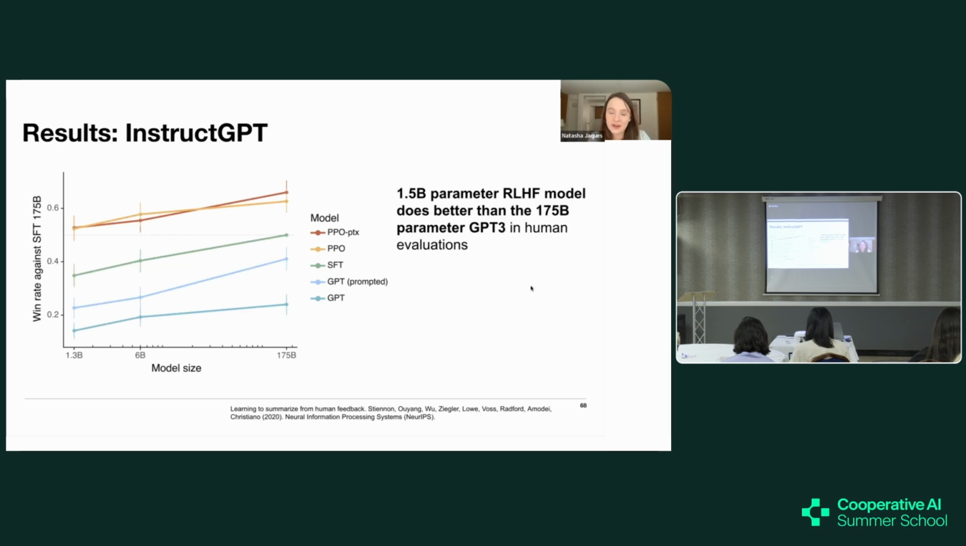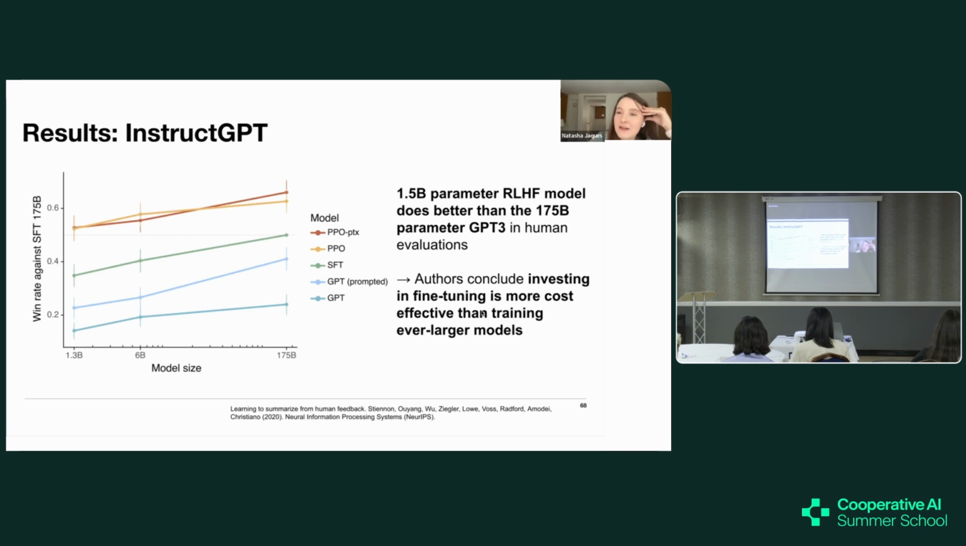All right, let's look at the results. I know we're running out of time. I know we had some technical issues, so I'll just speed through this. Again, we see a 1.5 billion parameter RLHF model does better than the 175 billion parameter GPT-3 in human evaluations. So the authors actually conclude something that I think is really interesting. Investing in fine-tuning is more cost-effective than training ever larger models. And of course, much better for the climate. So just pouring more and more compute and more parameters into a model is not going to get you as much mileage as actually getting some human feedback and learning on that. So I think that's very interesting.